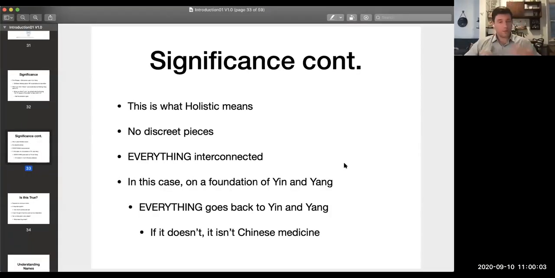So when we say holistic, that's what we're talking about. Everything is interconnected. And in this case, it's on a foundation of yin and yang. Everything goes back to yin and yang. If things don't go back to yin and yang, then we're not really talking about Chinese medicine anymore. We're talking about something else, because that's what Chinese medicine is based on.